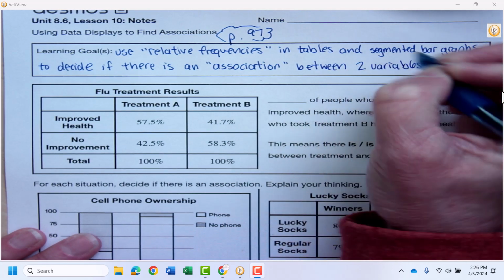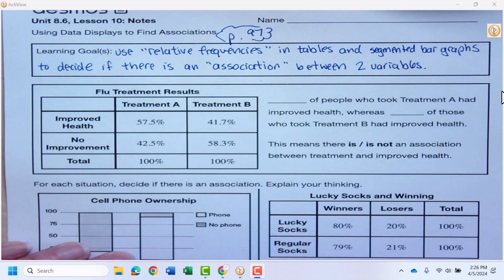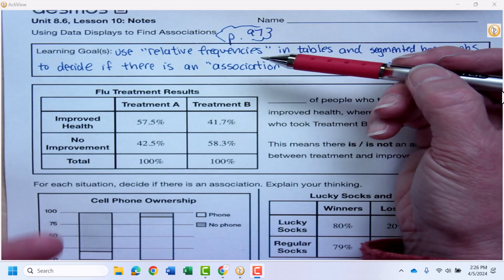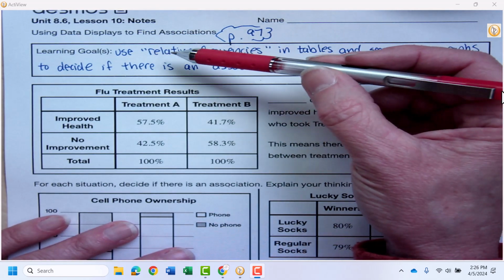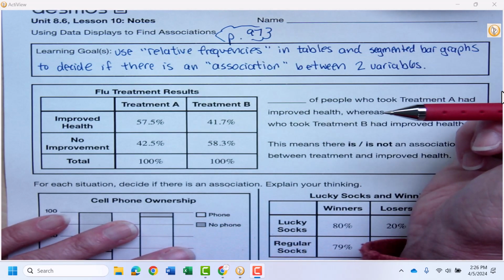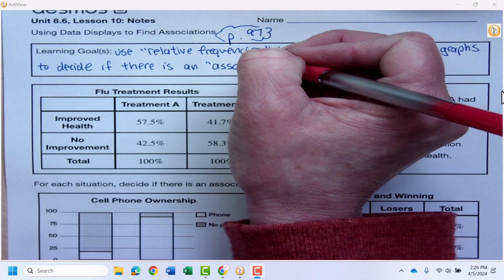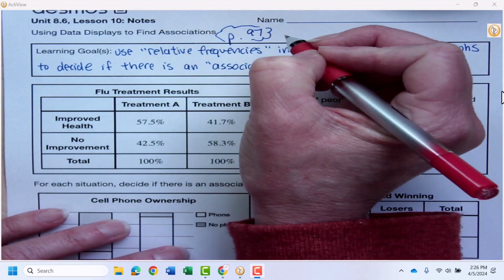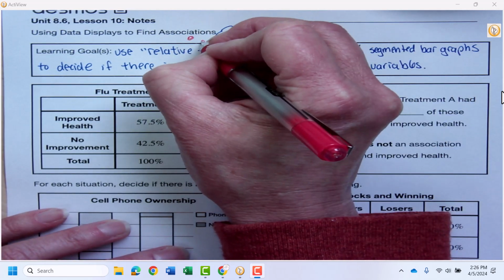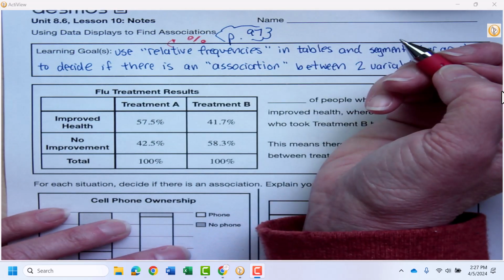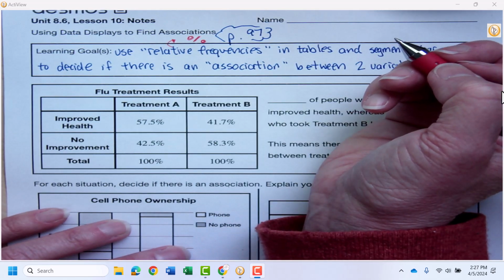Okay, so let's go back to some of these words and make sense of another way that we can say these. First of all, using relative frequencies. In our last lesson, we looked at how frequently something happened. But when we talk about relative frequencies, we're going to be looking at percents. And that's going to help us to see whether there's associations.